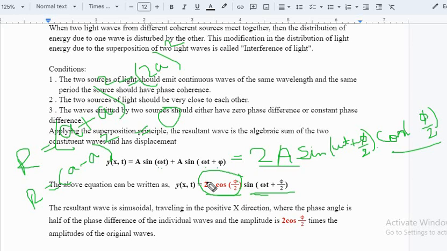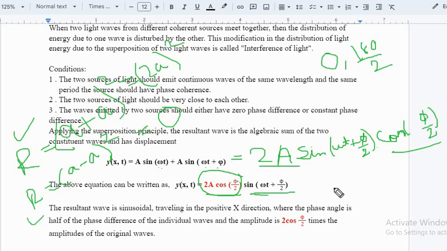So when two waves are superposing at two different conditions, in one case the phase value is 0 and in another case the phase value is 180 divided by 2. Now we have a maximum point and a minimum. What is this maximum and minimum?